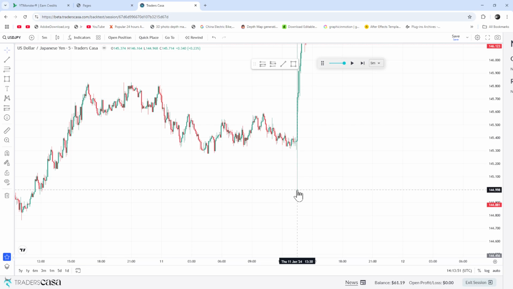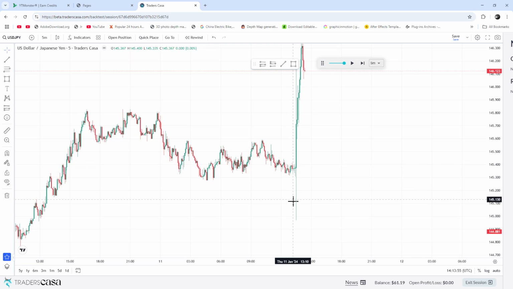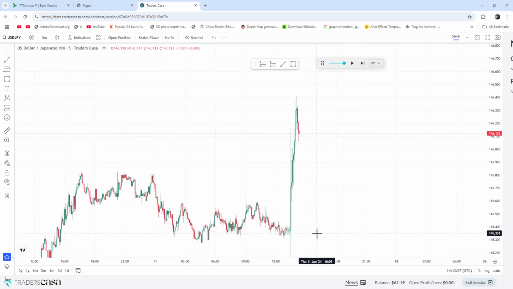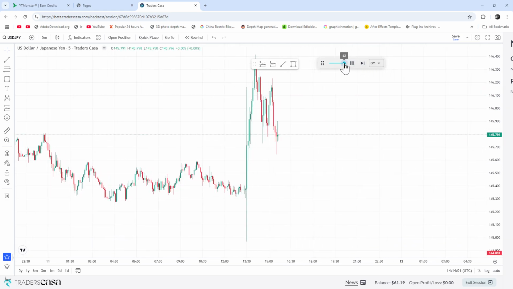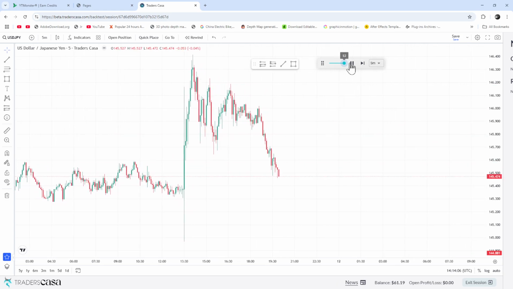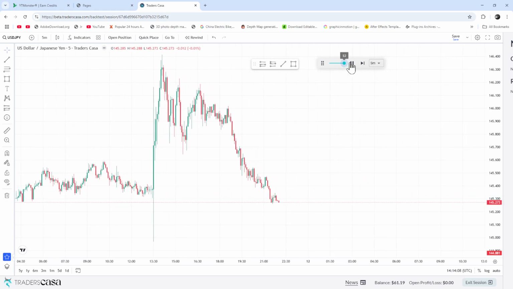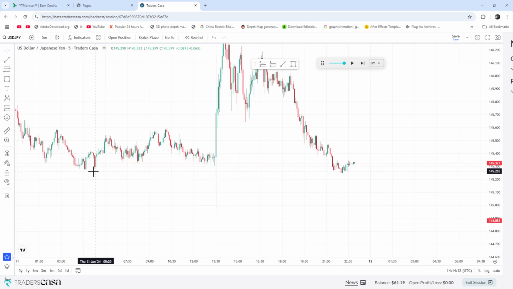I think this was news, obviously. So that was a good one, because this was hard. Market just pushed all the way up there. Let's play and see what will happen after that. Okay, market just came back to the levels. Yeah, perfect. Market just came to the levels.